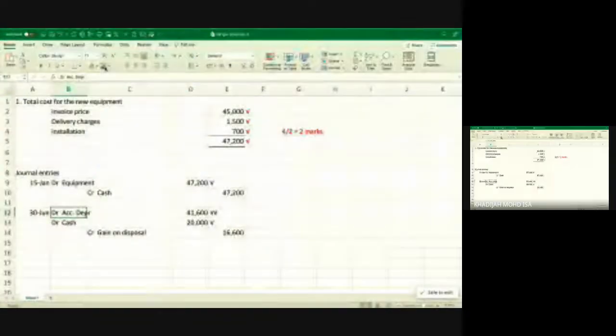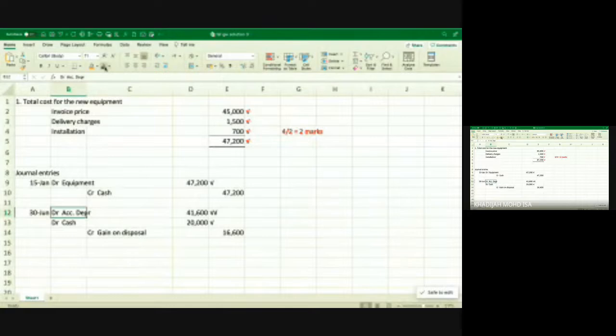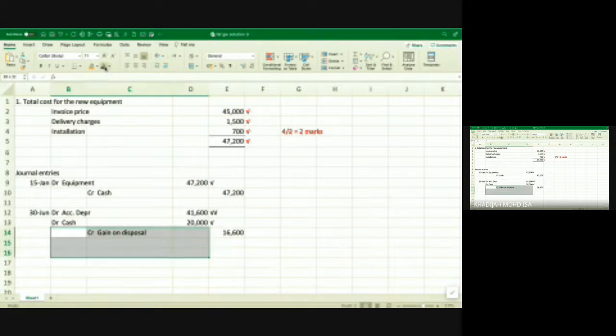But why 41,600? Oh, macam mana macam ni lah. Ada lagi ke?